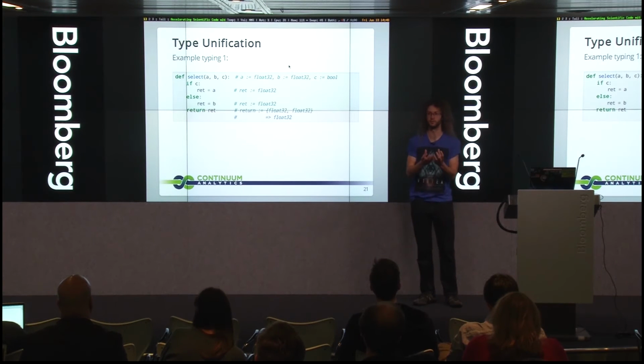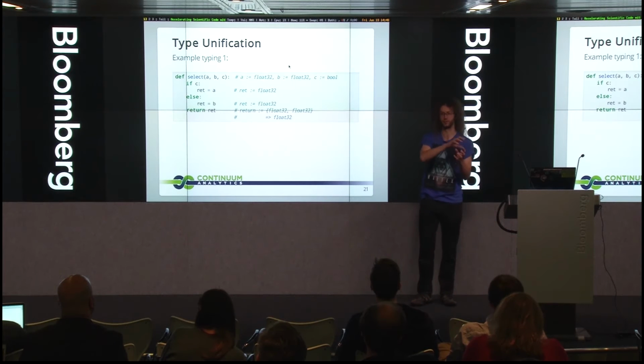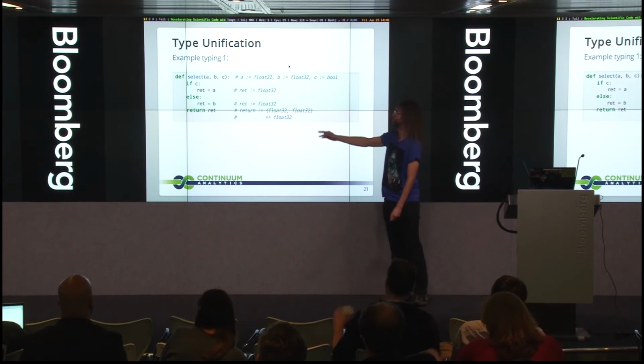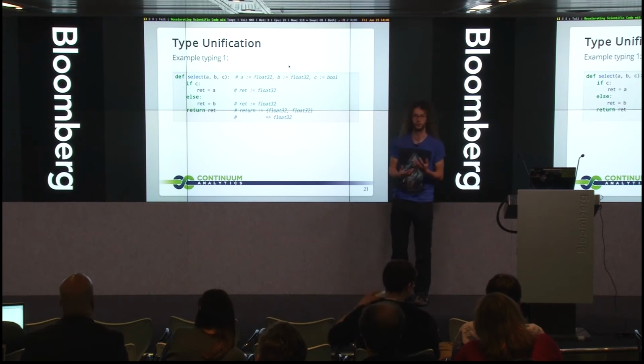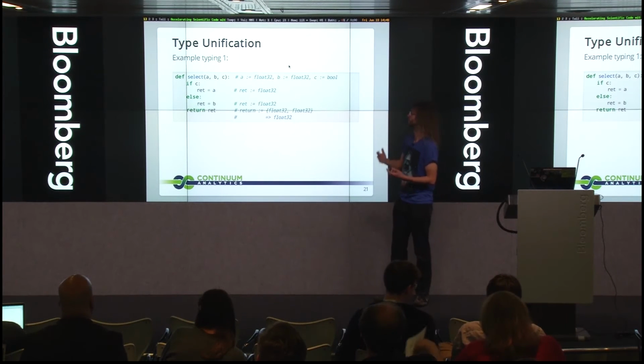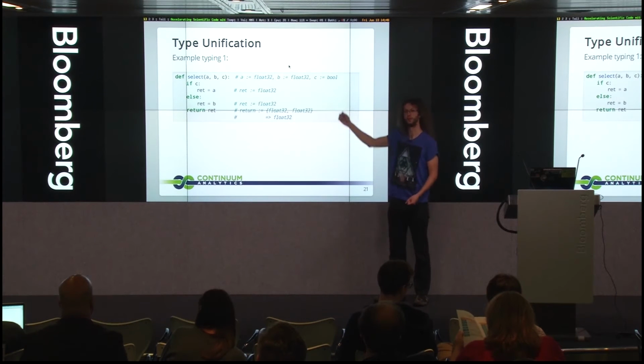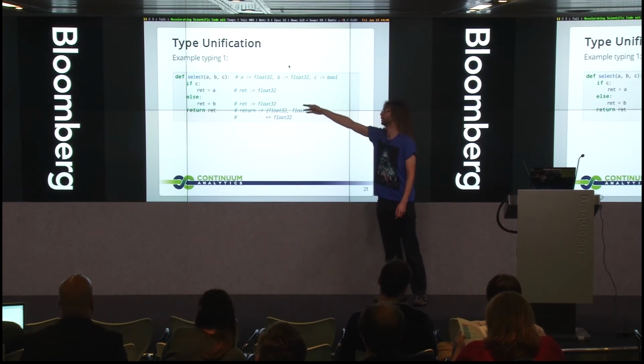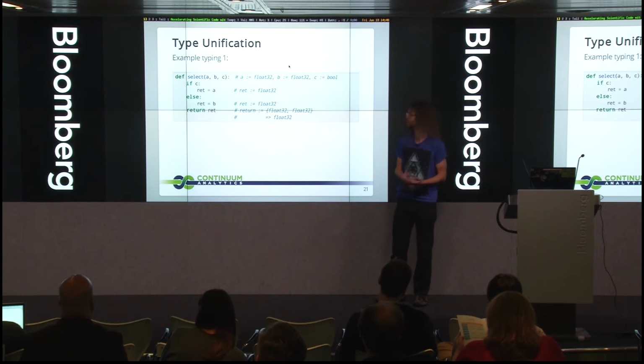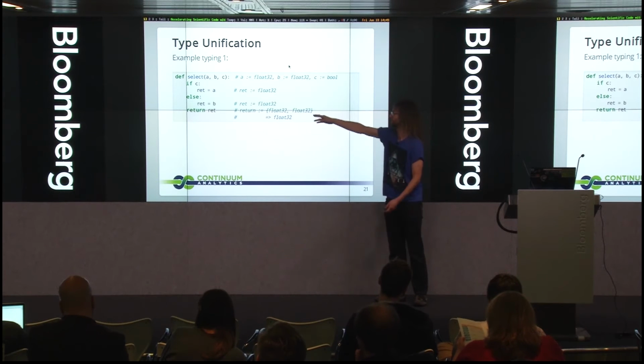And when those paths merge, you have to do something to unify the different types that came from the different paths. So we'll look at this example of the select function. Again, we'll assume that A and B are of type float32. Now inside the if branch, the type of ret is deduced to be float32. Inside the else branch, the type of ret is assumed to be float32.